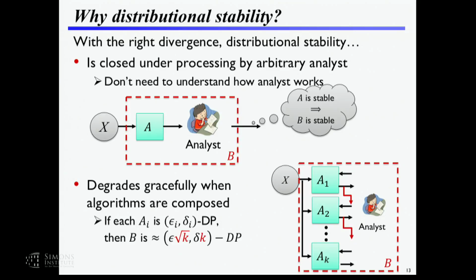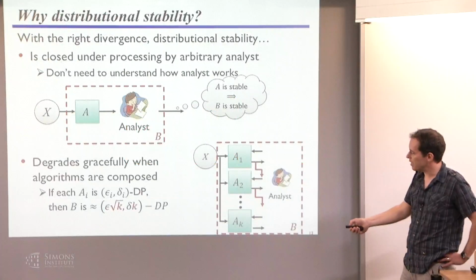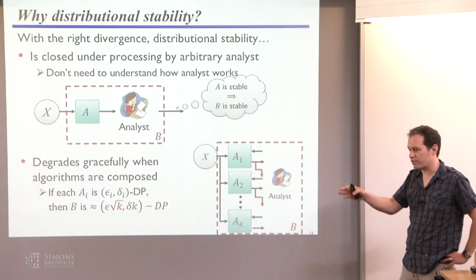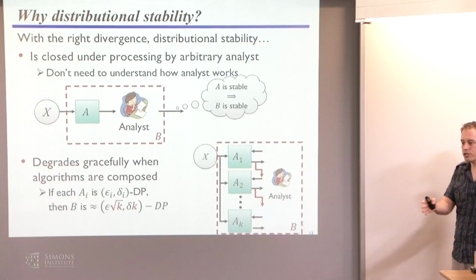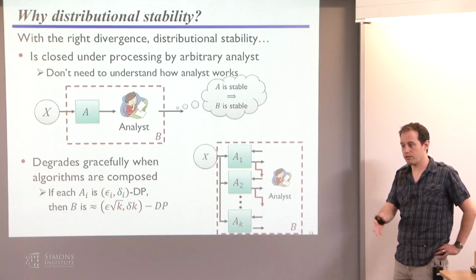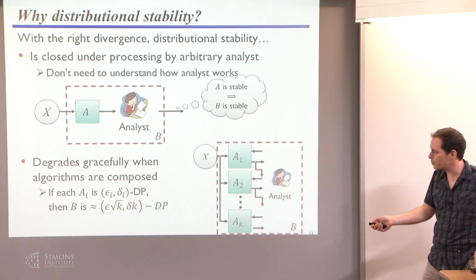If each of the algorithms that the analyst chooses is epsilon delta differentially private, just ignore the i's, just imagine they all satisfy the same guarantee, then roughly speaking, this whole entire process, which outputs the conversation between the analyst and these algorithms, is going to be about epsilon square root of k differentially private. Okay? And other notions of stability, with other notions of divergence, will yield similar statements.